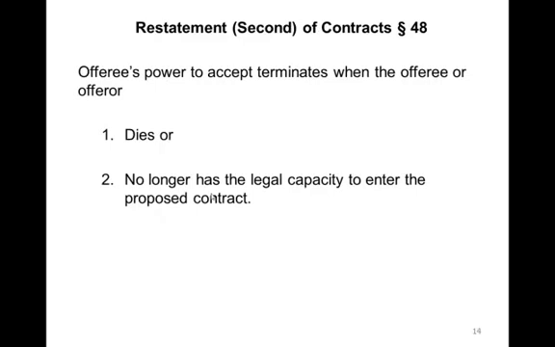We can also have the power of acceptance go away or terminate when the offeree or the offeror dies. So I say to you, I will paint your house for $3,000. You say, let me think about it. The next day before you accept, I die. Well, your power to accept is gone. Or I say to you, I will paint your house for $3,000. You say, let me think about it. The next morning, you die. Power of acceptance terminates. In addition, if one of us becomes mentally incapacitated, then at that point, the power to accept terminates.